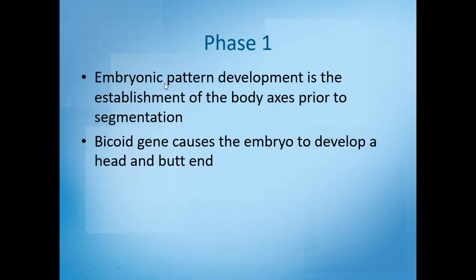So phase 1, the embryonic pattern of development is established for the body axis prior to segmentation. And a bicoid gene is going to cause the embryo to develop a head and a butt end. Everyone has a bicoid gene, and it's super important because otherwise you would end up having 2 butts. Yes, you would have a butt where your head is.